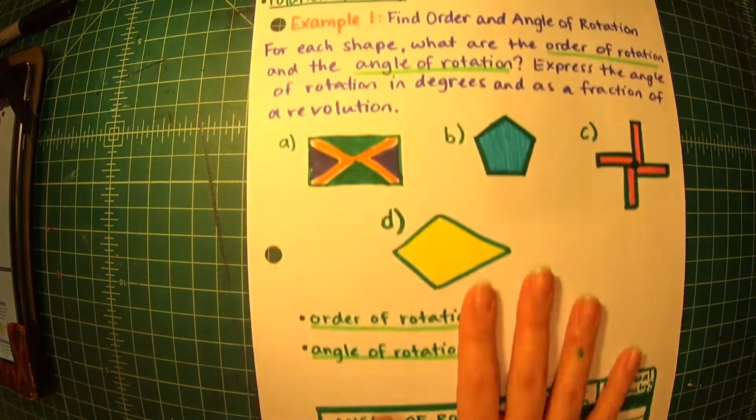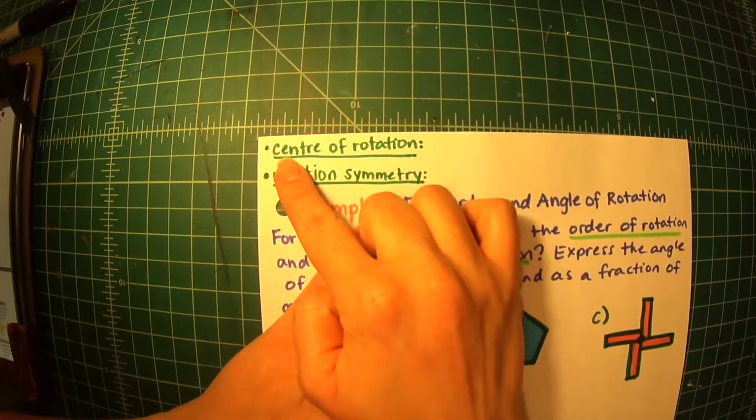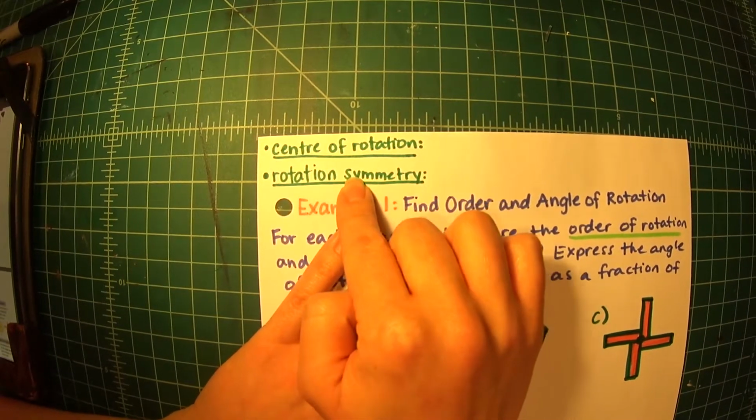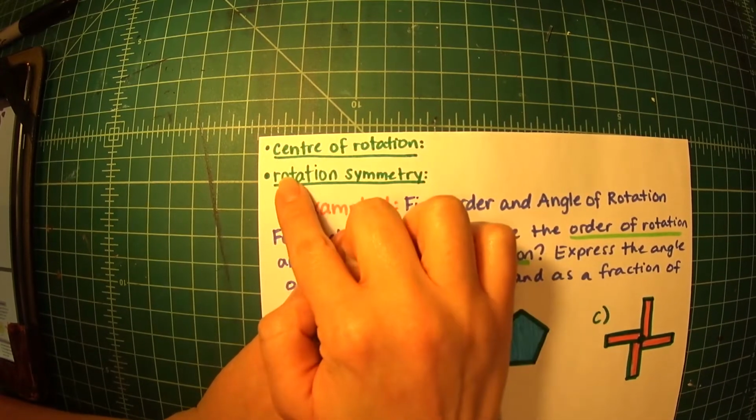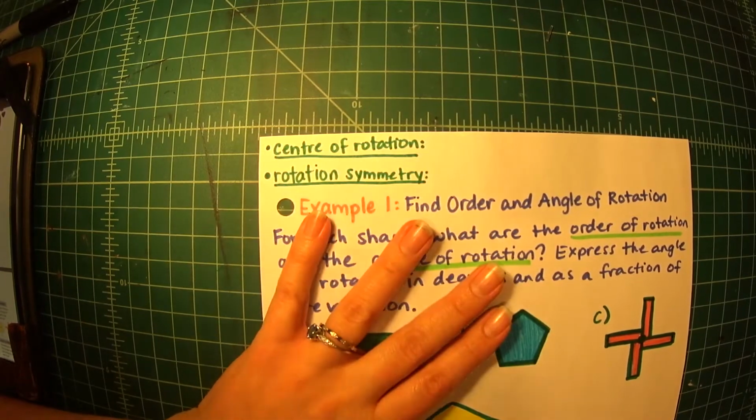Okay, so at the very top of this section, you should already have two definitions written: center of rotation and rotation symmetry. So center of rotation, that's just basically the point around which an object or design is rotated.